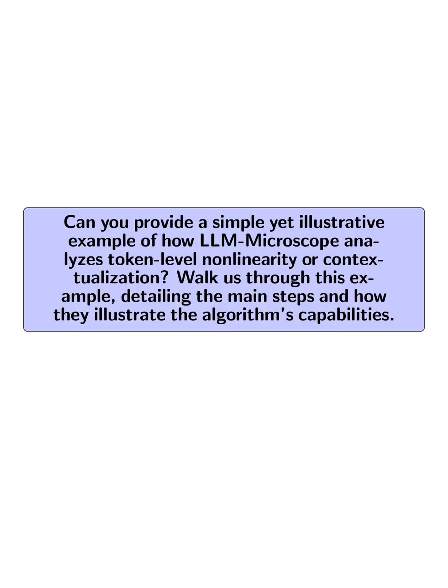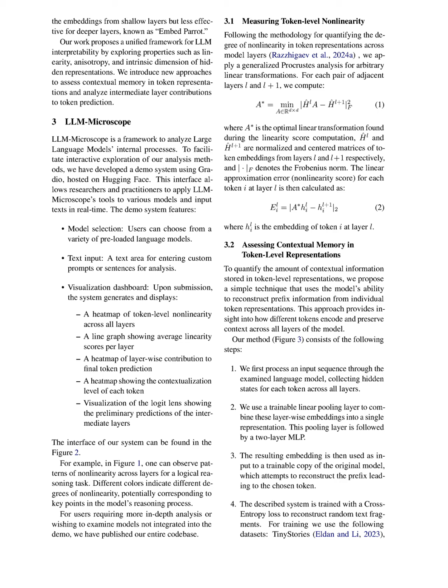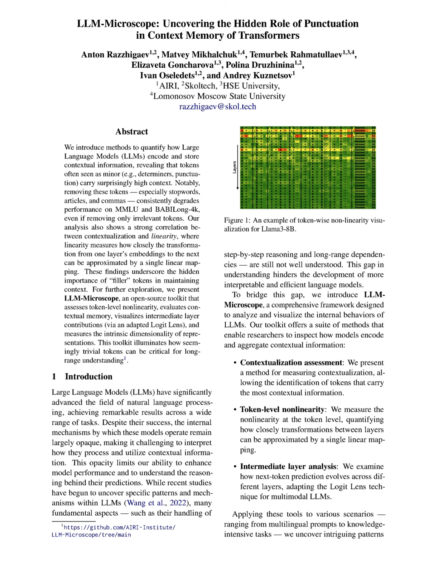Can you provide a simple yet illustrative example of how LLM-Microscope analyzes token-level nonlinearity or contextualization? Walk us through this example, detailing the main steps and how they illustrate the algorithm's capabilities. LLM-Microscope analyzes token-level nonlinearity and contextualization through a systematic approach that involves several key steps. For token-level nonlinearity, the framework computes the linearity score for each token by applying a generalized Procrustes analysis between adjacent layers, quantifying how closely transformations can be approximated by a linear mapping.